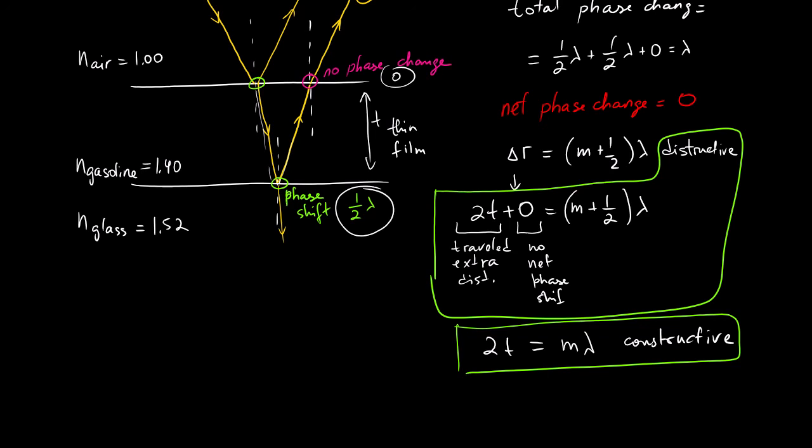Another method for observing interference in light waves is Newton's rings. So please stay tuned for the next video on Newton's rings.